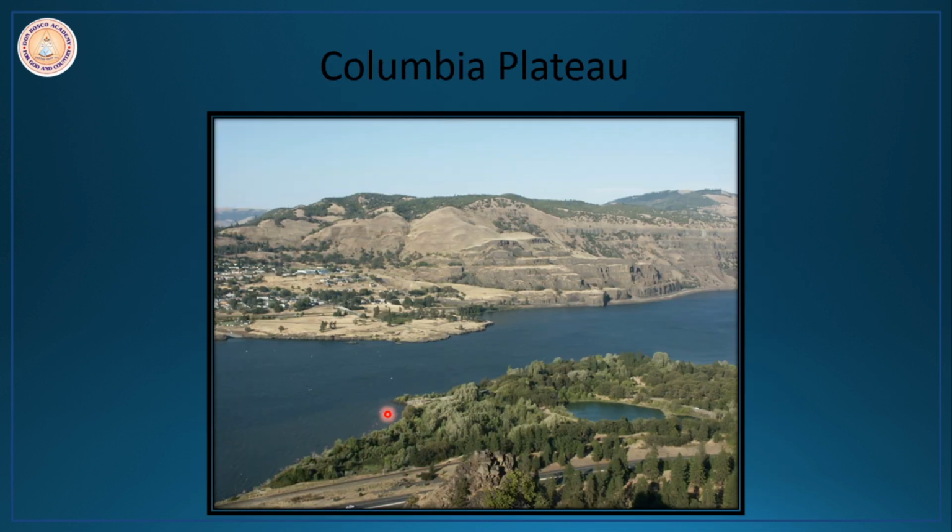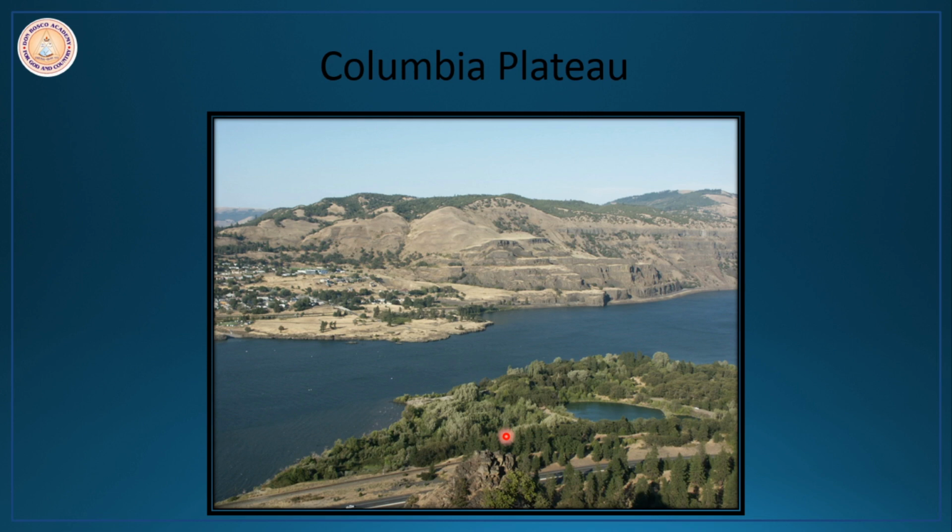Similarly, the Plateau of Columbia in USA is made up of a thick cover of basalt. The Columbian Plateau is highly eroded by the river Snake. You can see the river flowing through the plateau region, and it is having thick layers of basalt.